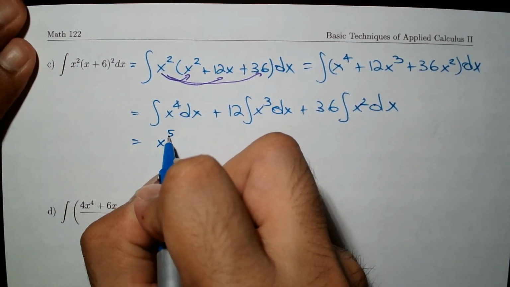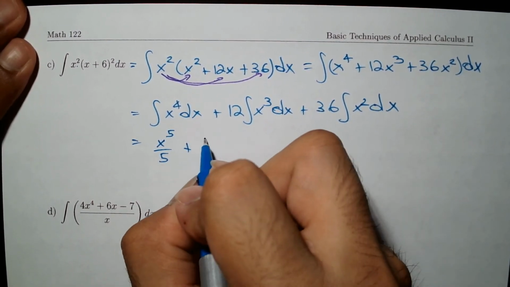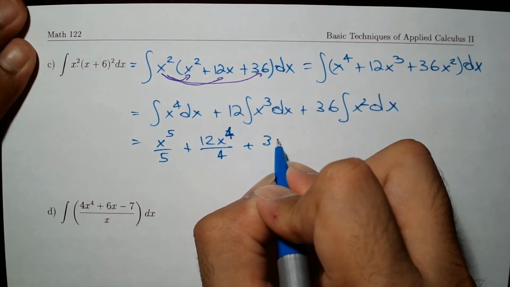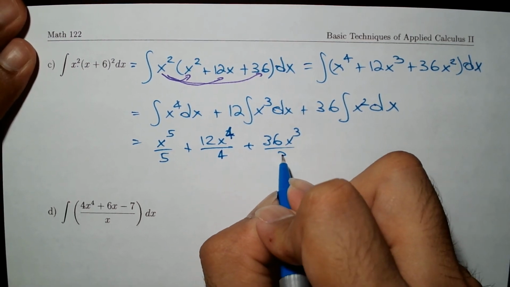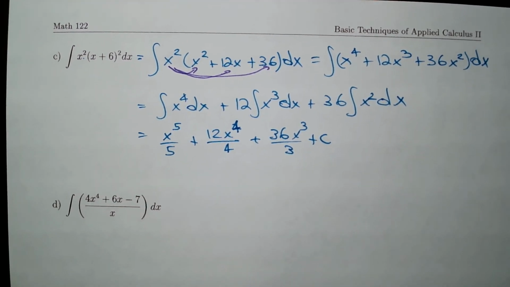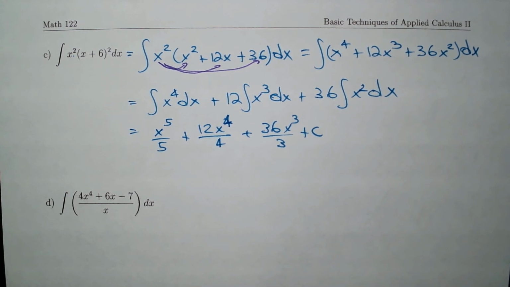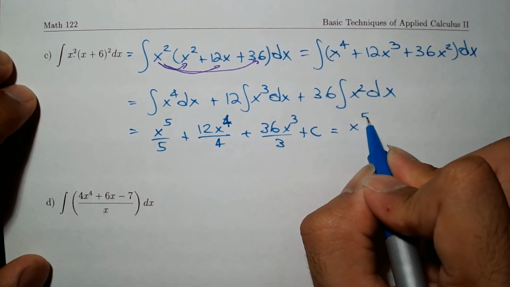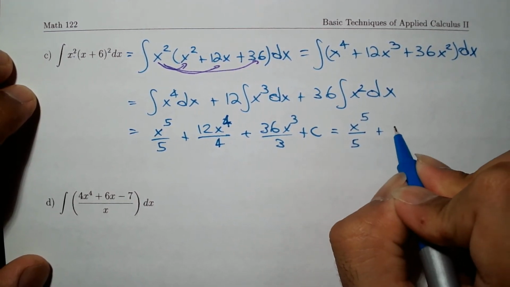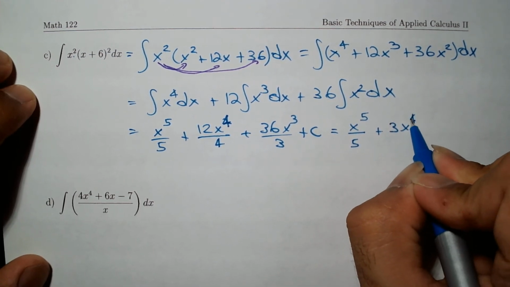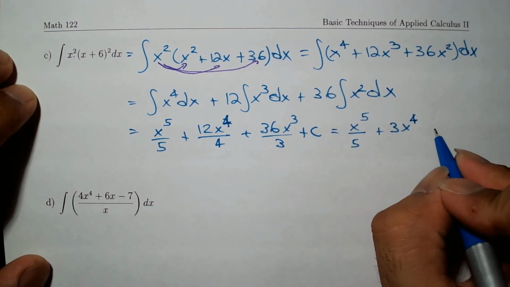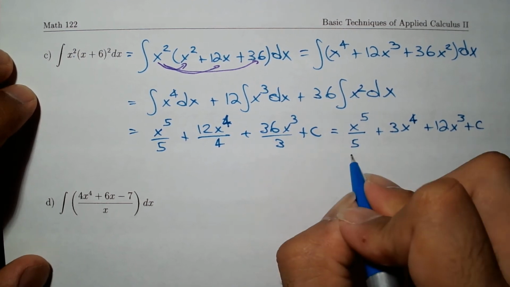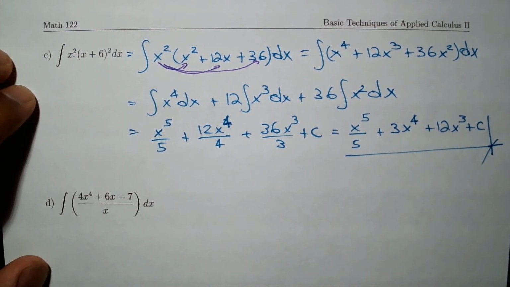So this is going to be x to the 5th over 5 plus 12 times x to the 4th over 4 plus 36 times x cubed over 3 plus c. And we are essentially done with the calculus. However, notice we can simplify this 12 over 4 and this 36 over 3, which is going to be in each case, well, this one stays the same. 3x to the 4th and 36 over 3, that's going to give us a 12 x cubed plus c. And this is the final answer for this one.